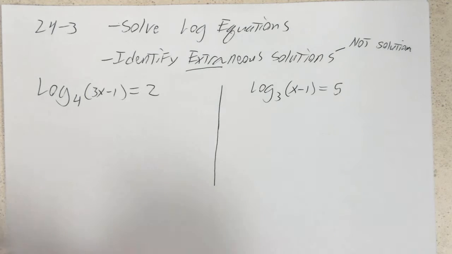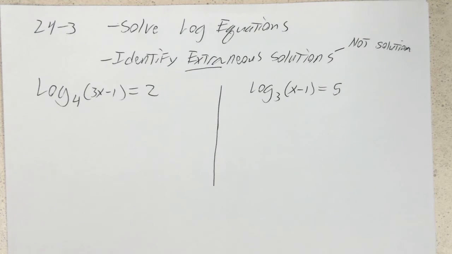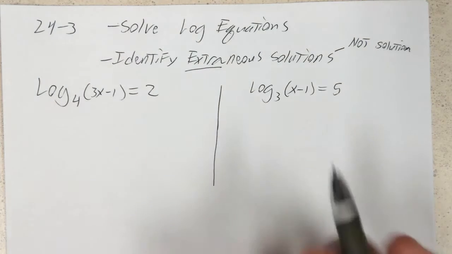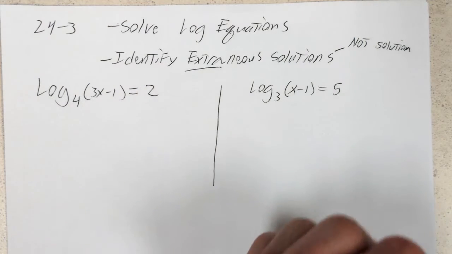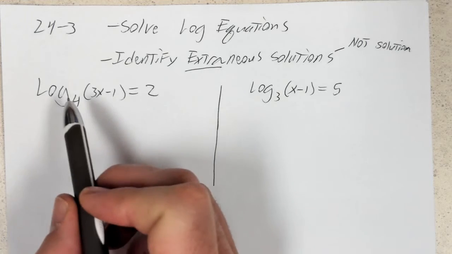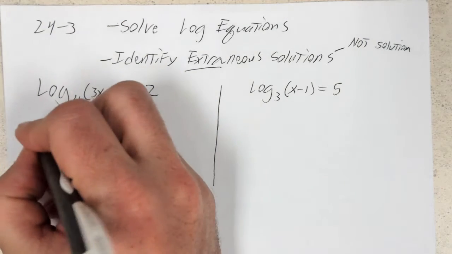Alright, last time we were solving exponential equations by taking the log. Here we're doing the opposite. Again, we're looking at the inverse property of logs. So we're starting off with a log, and we're going to begin by taking the exponent.